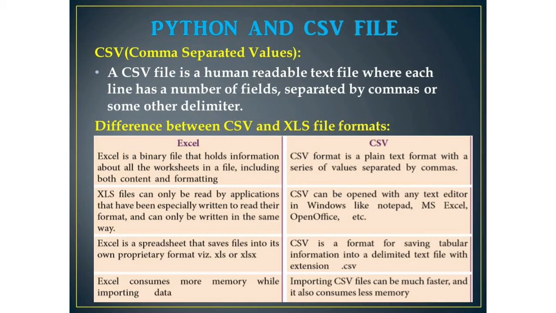Now we'll see the difference between CSV and XLS file format. XLS is nothing but the Excel file format. CSV is similar to Excel. The difference between comma separated values, that is CSV, and the Excel sheet file format is this: Excel is a binary file that holds information about all the worksheets in a file, including both content and formatting. Here in an Excel sheet you can view the content as well as make formatting also. The CSV format is a plain text format. It's like Notepad, Word, right? It's a plain text format with a series of values separated by commas.